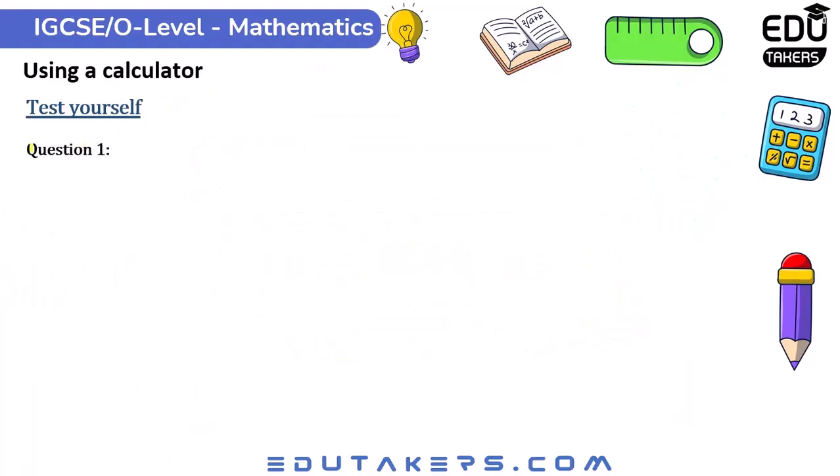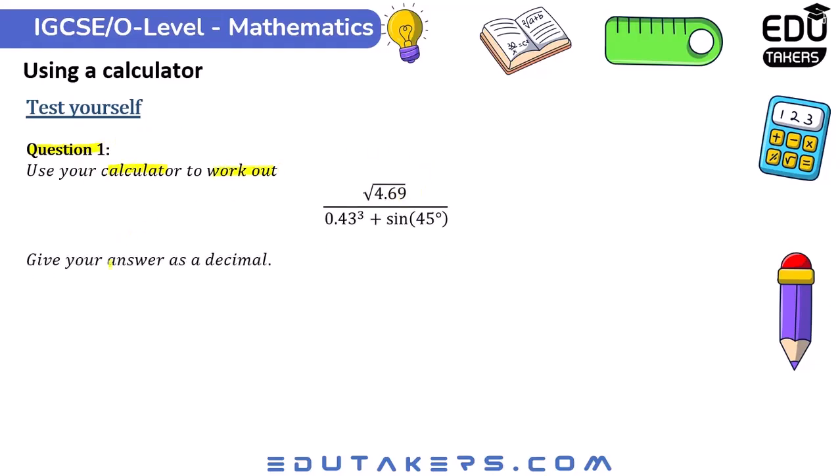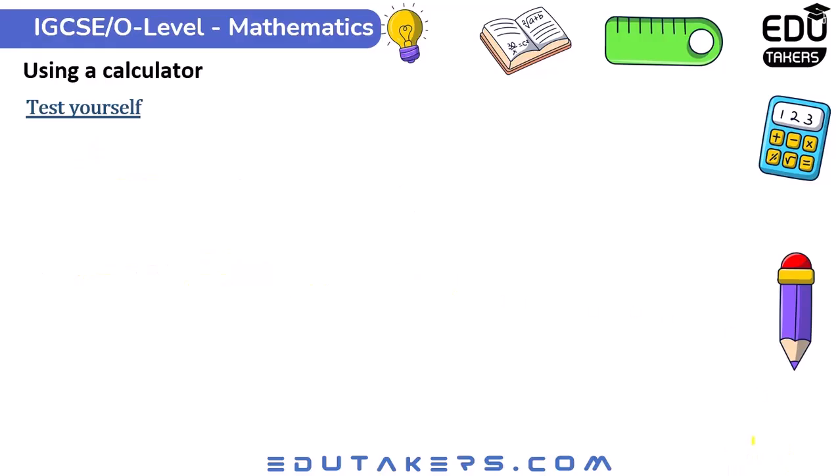Now test yourself. Question number 1 is, use your calculator to work out this fraction and give your answer as a decimal. Write down all the figures on your calculator display. It's a 2-mark question. Question number 2 is, calculate the cube root of 8.1 squared minus 1.3 raised to the power 0.8. It's a 1-mark question. You need to calculate it by using your calculator.